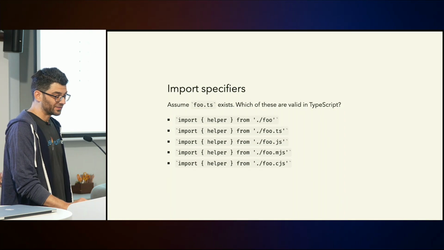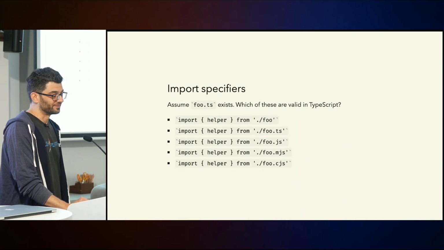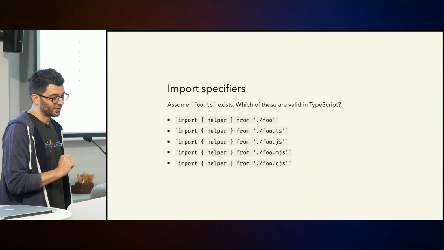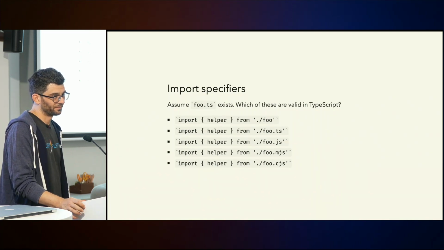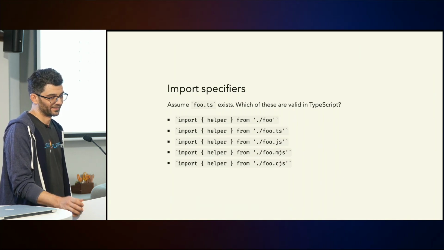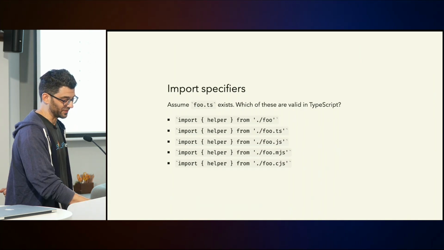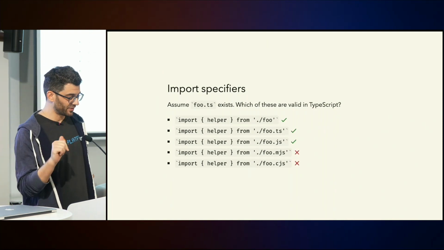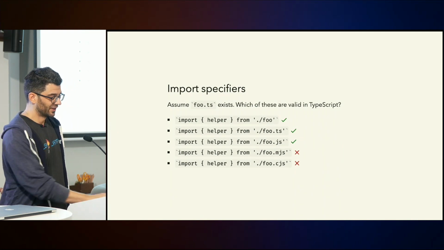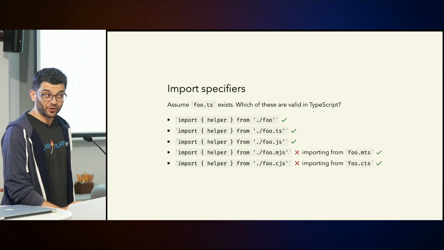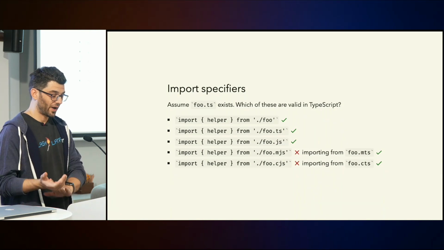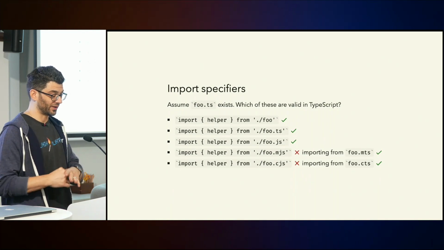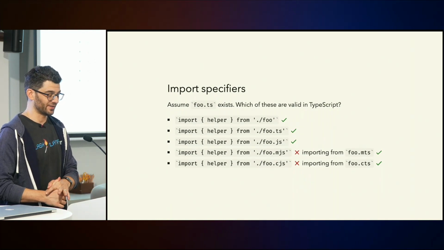So import specifiers. Quick quiz. foo.ts exists. Can you tell me which of these are valid in TypeScript? All of them. This guy knows what he's talking about. Almost all of them. The first three are easy, obvious. The last one can also be true when you have those files. So you can import from foo.mjs when you have a foo.mts file, and the same for .cjs and .cts.